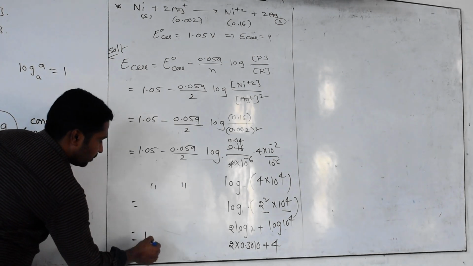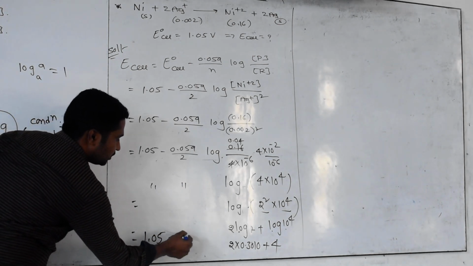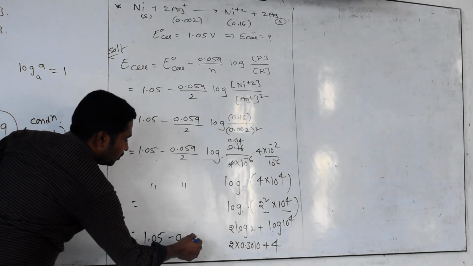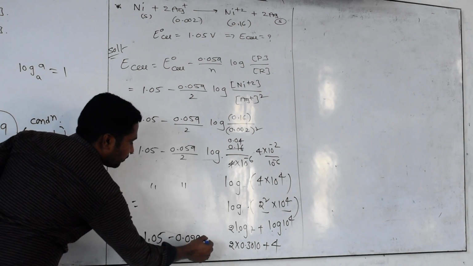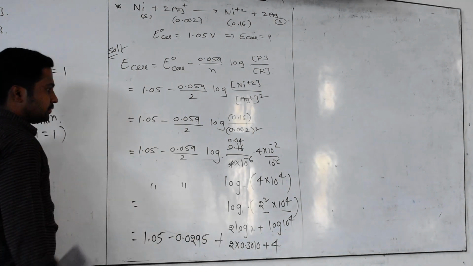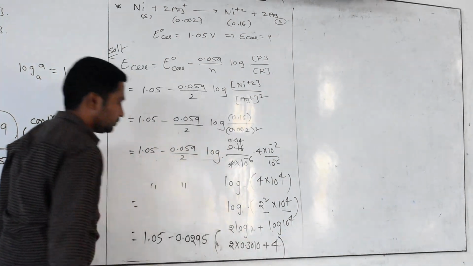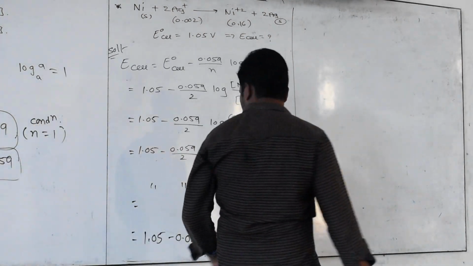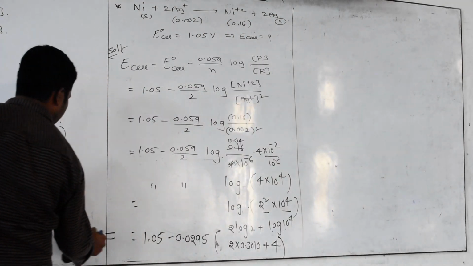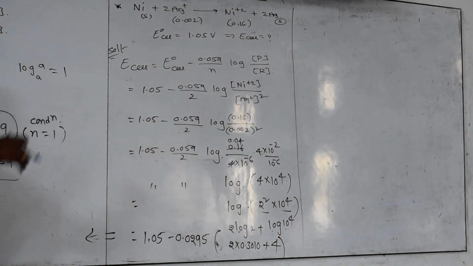What is coming? 1.05 minus 0.0295 into the whole expression. Then do the simplification and you will get some value. Did you understand? No need to actually do it like this only. Log 16 will come, we can make it as log 2 power 4, like that log 32. Don't worry, a logarithm table is not needed here. How much is coming now?